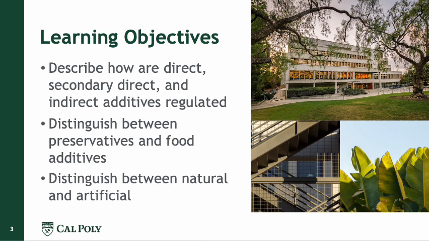So the learning objectives are to describe how direct, secondary direct, and indirect additives are regulated, to distinguish between preservatives and food additives, and to distinguish between natural and artificial. In some books, you may see that preservatives are part of additives, but for this class, we're going to separate them, and we're going to see what their differences are.